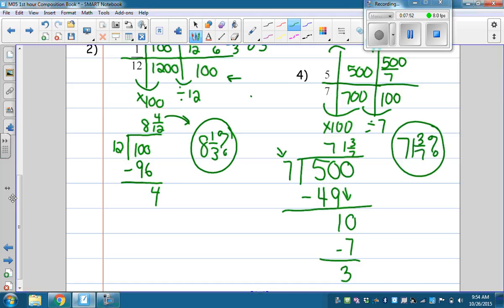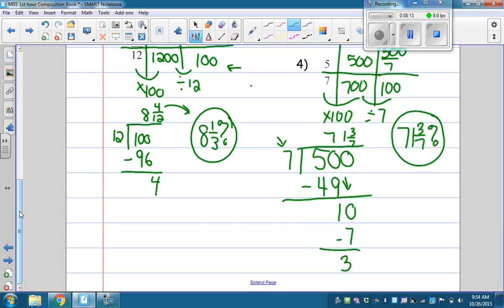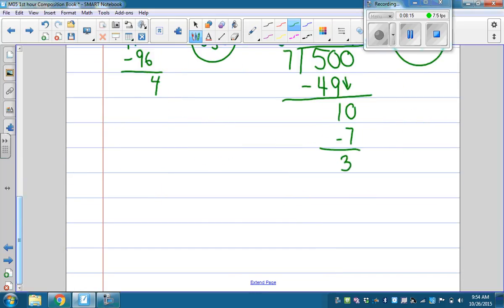If it's not a benchmark fraction, don't go to the decimal unless you really want to. If you really want to, or if I ask you to, I'm only going to ask you to go to 1 decimal place. So you actually have to go to 2 to see how to round. Well, let's just do that, as an option.